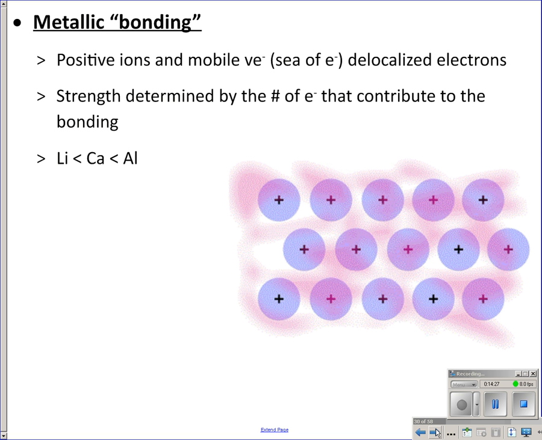Okay, quick review of metallic bonding. You already know that they have delocalized electrons, yes? They're conductive, yes? Why are they conductive?